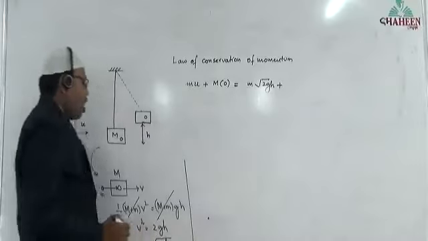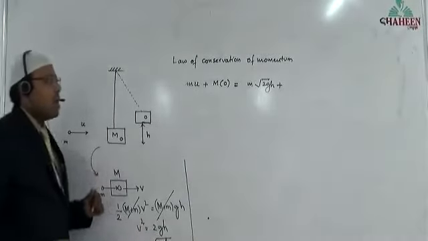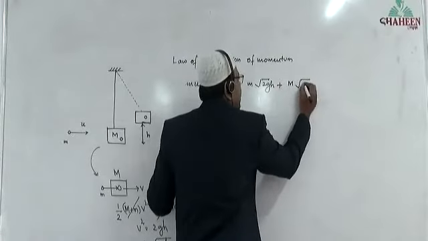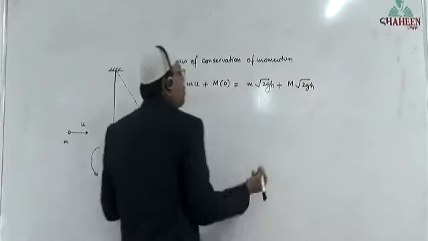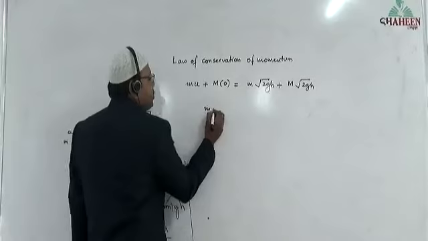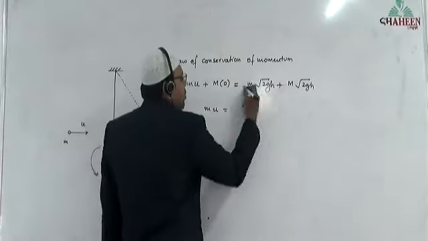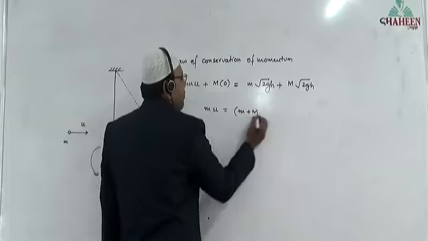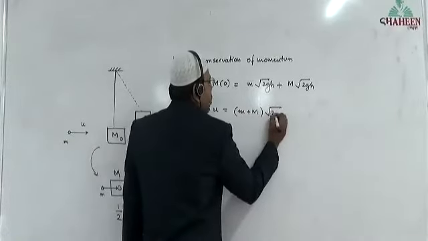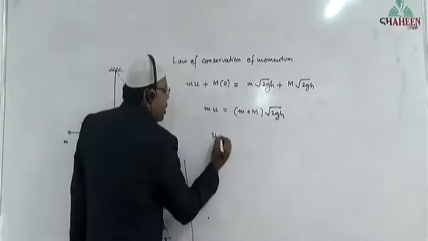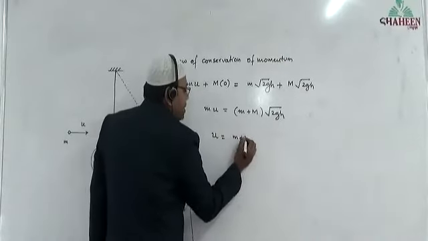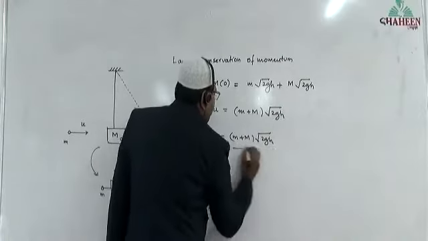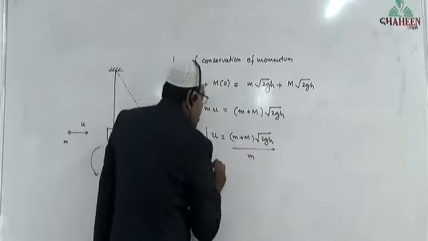After collision, the block has mass M and is moving with the same velocity, under root of 2gh, because both are moving together. Now this is equal to mu. What can we take common from both? Root 2gh is common. So what is the initial velocity as per the question? u equals (M plus m) into root 2gh divided by small m. So this is the answer.